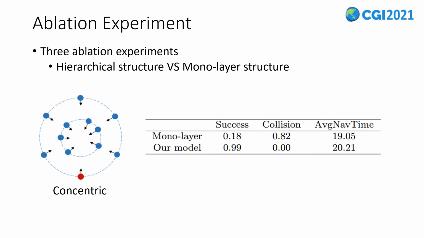To verify the effectiveness of our hierarchical architecture, we compare our model with a monolayer RL model. The reward function and training configuration of the monolayer reinforcement learning are the same as the low-level module of our model, except that the low-level module calculates the velocity policy based on sub-goals, while the monolayer model is based on the final goal. We compare the 2 models in a concentric scenario. The test results are shown in the table. The success rate of our model is 0.99, which is much higher than the monolayer's 0.18.